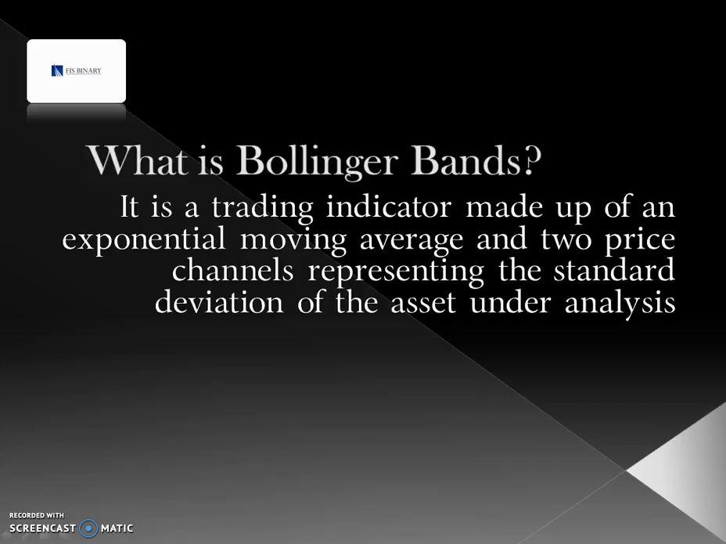In today's lesson, we are going to be discussing what Bollinger Bands are. Now, some might be wondering, what is a Bollinger Band? A Bollinger Band is a trading indicator that is made up of three bands: an exponential moving average, and two price channels representing the standard deviation of the assets under analysis.